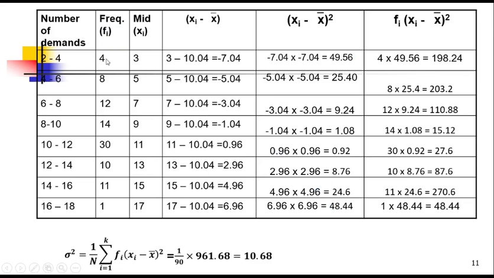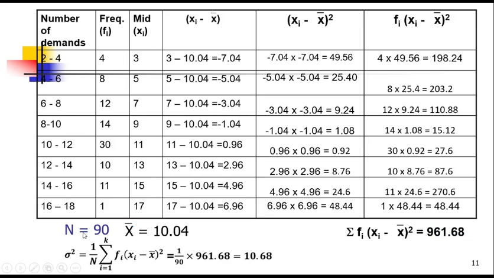That is, the second column now becomes active. Information from the first column is stored in mid xi, and the second column till now we were not using, but this is the only time that we are using the second column. So 4 into 49.56 is 198.24. 5 into 25.40, so this is 203.2. Like this we go on computing these values, and then we take the sum of these values. So the sum of these values comes out to be 961.68.